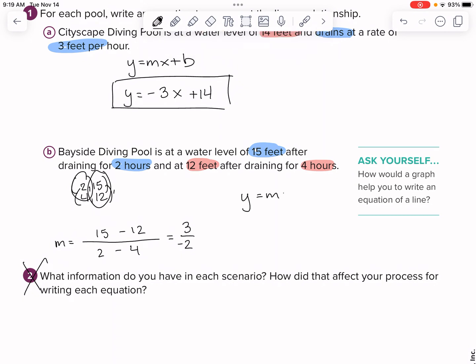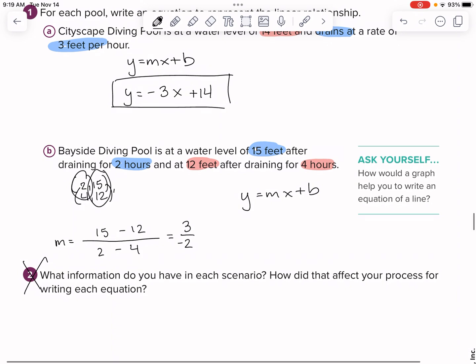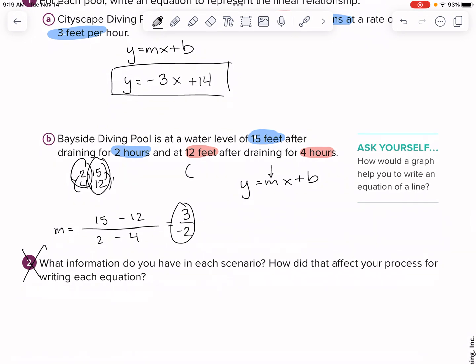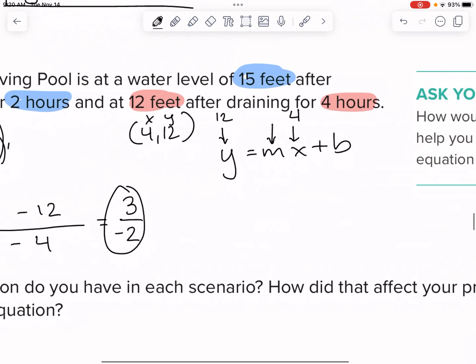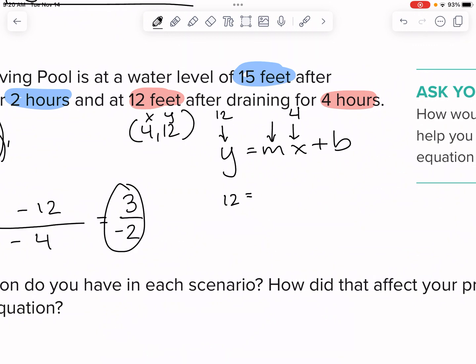So let's put slope, or y equal to mx plus b. I'm going to plug this in for m, and I'm going to take either blue or red. Let's take the red point, which is 4, 12. This is x and this is y. So I'm going to plug in 12 here and 4 here. Okay, so let's rewrite this. This will be 12 equal to negative 3 halves x times 4 plus b.